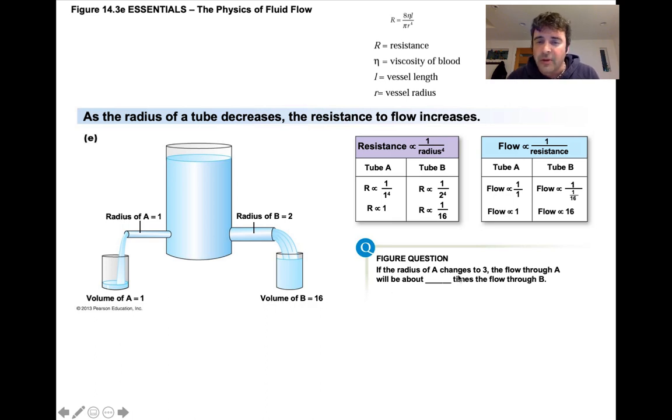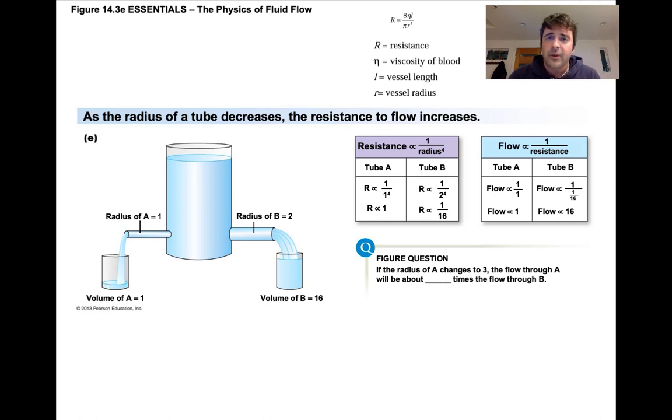So really think about this question. If radius A changes to 3, the flow through A will be about blank times the flow through B. Well, change that to 3, raise it to the power of 4, compare the two numbers, and see what happens, right? Divide one by the other. In other words, you'll take 3, raise it to the power of 4, and divide it by 16. You roughly know how many times more flow there is going to be through, in this case, vessel A than vessel B.